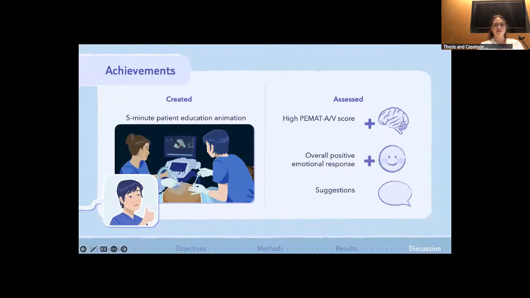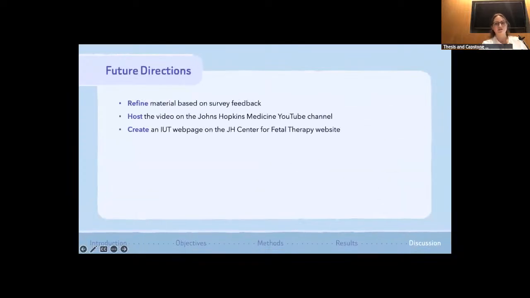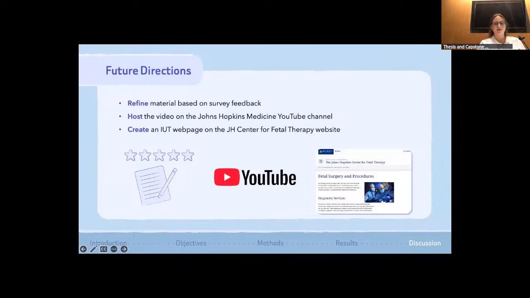Final suggestions included providing more information on topics like potential complications and physical sensations the patient may feel, as well as adjusting the voiceover to sound a little friendlier. Next steps for this project include refining the material based on the feedback we received in our survey, posting the video on the Hopkins Medicine YouTube channel for broad discoverability, and creating a web page on the Hopkins Center for Fetal Therapy website where patients can access the video.